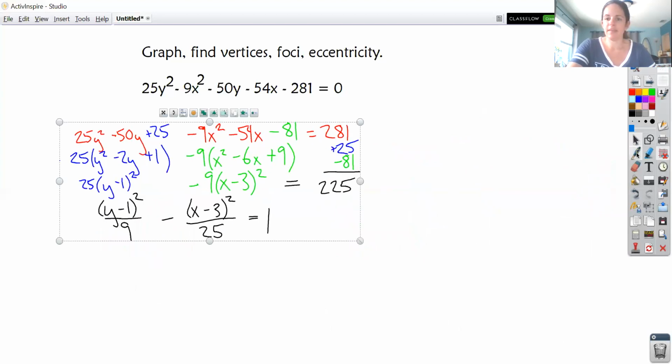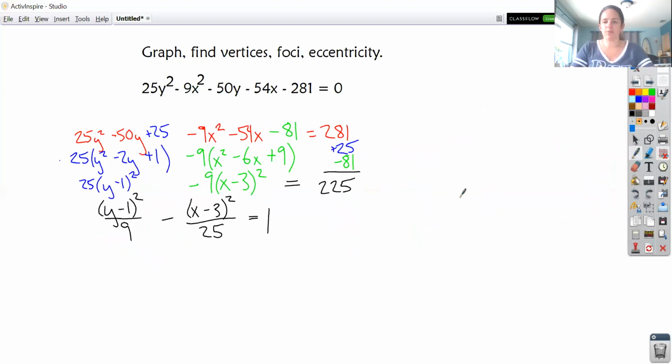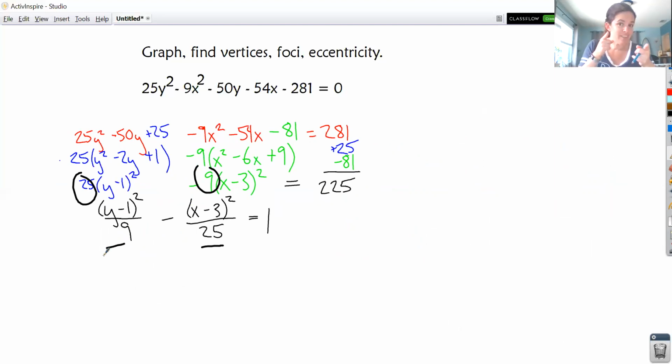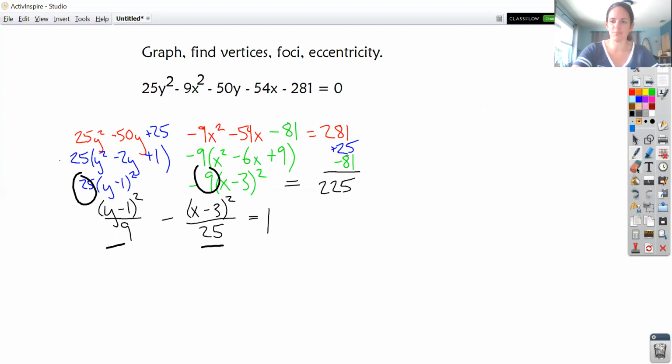And then looking at this, we can look at a couple things. First off, the 25 and 9 ended up switching. Does that happen every time? No, it doesn't. Sometimes it does, but not all the time. So please don't just bank on that like, oh, look, they're always going to switch. No, they don't. Sometimes, but not always.